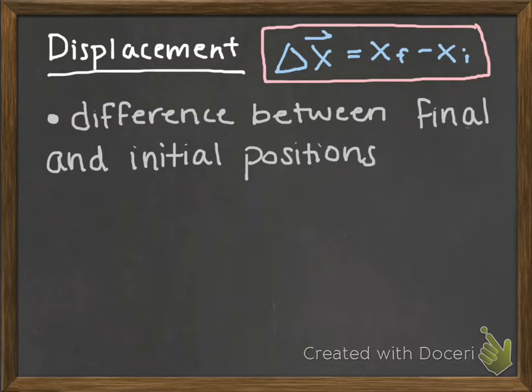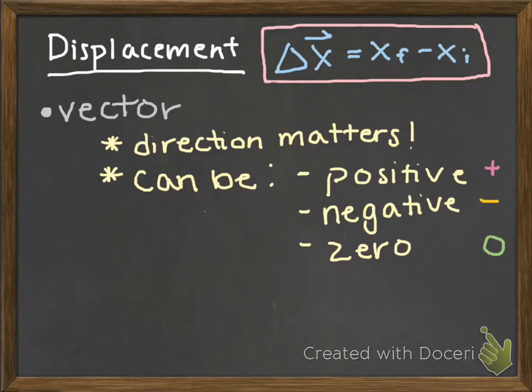The unit of displacement is meters, and it is also a vector, which means direction matters. Displacement can be positive, negative, or zero. Let's see an example of this.